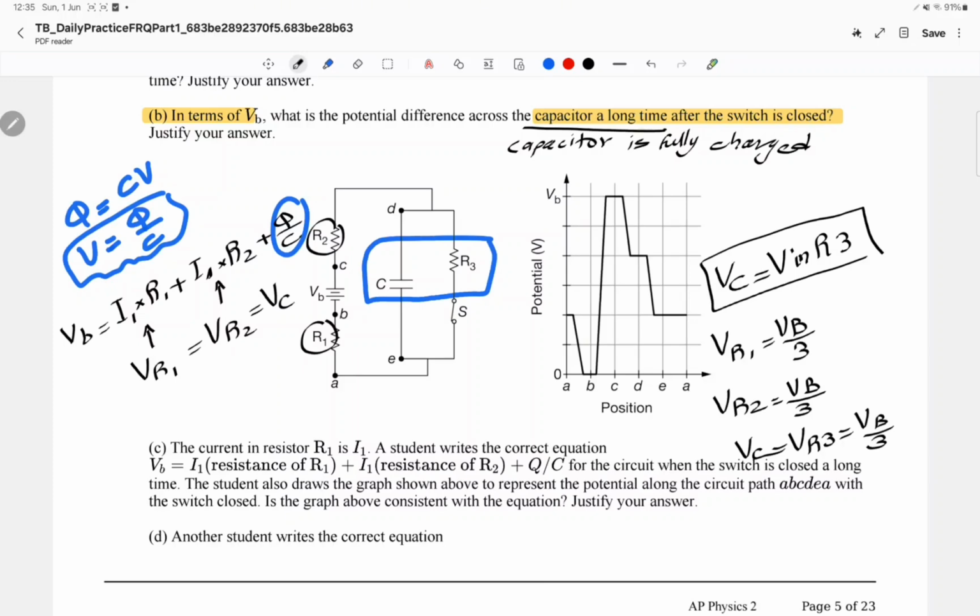So is the equation good? Yes, the equation is good. Okay. Is the graph consistent with the equation? Let's take a look. Okay. Let me just erase this.